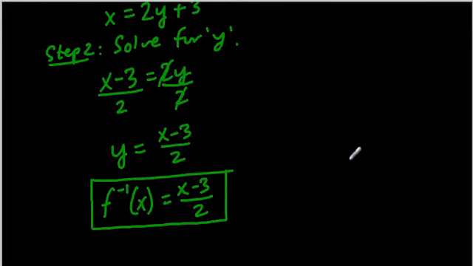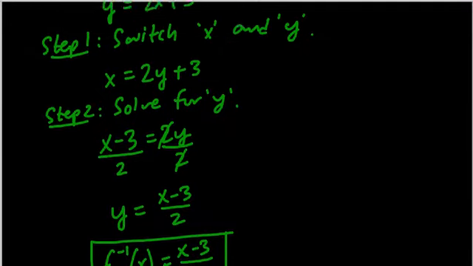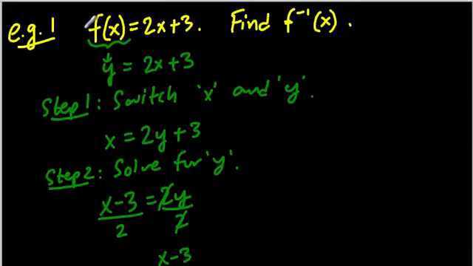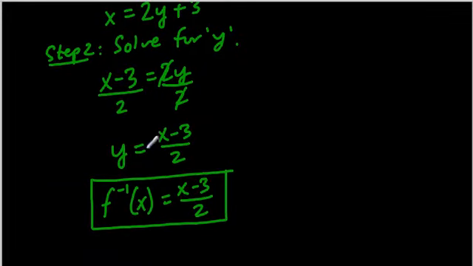So what does this mean? This means that if my original function is f of x equals 2x plus 3, the inverse function, in other words, if I switch the x and y, what I end up with is the inverse function will be x minus 3 divided by 2. And that's the inverse function.